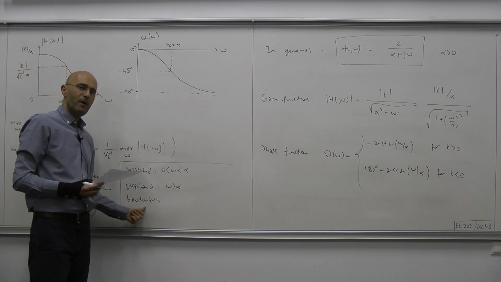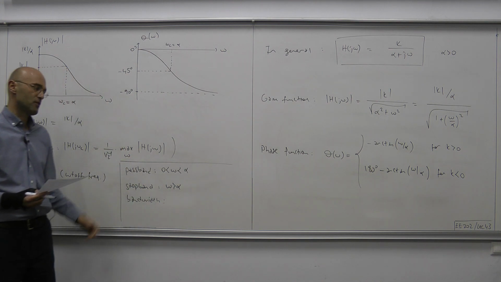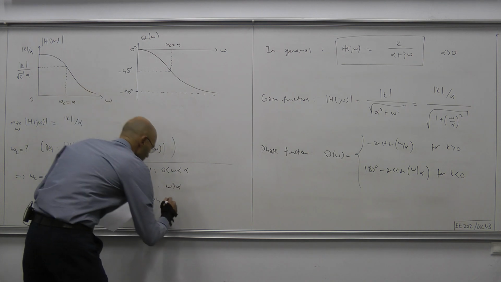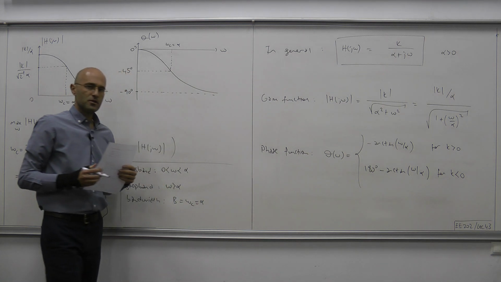And bandwidth, by definition, is the length of the passband interval. In this case, the length is alpha. Okay. B equals omega C, and that equals alpha.